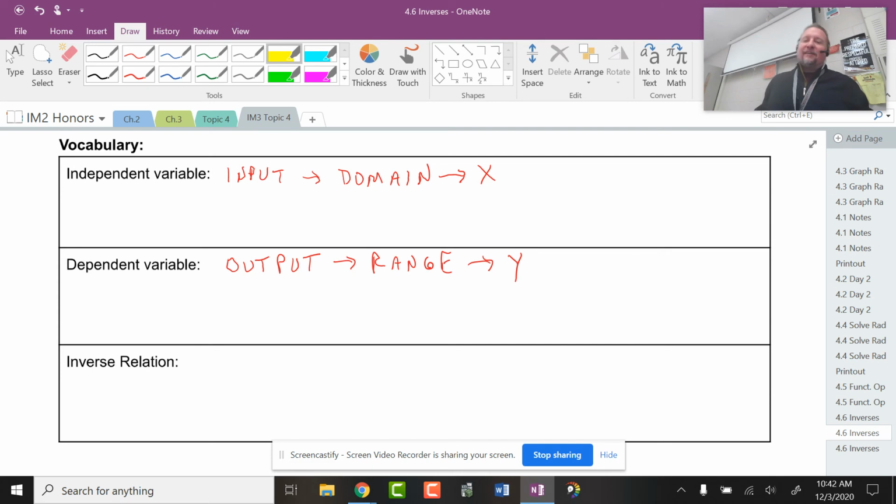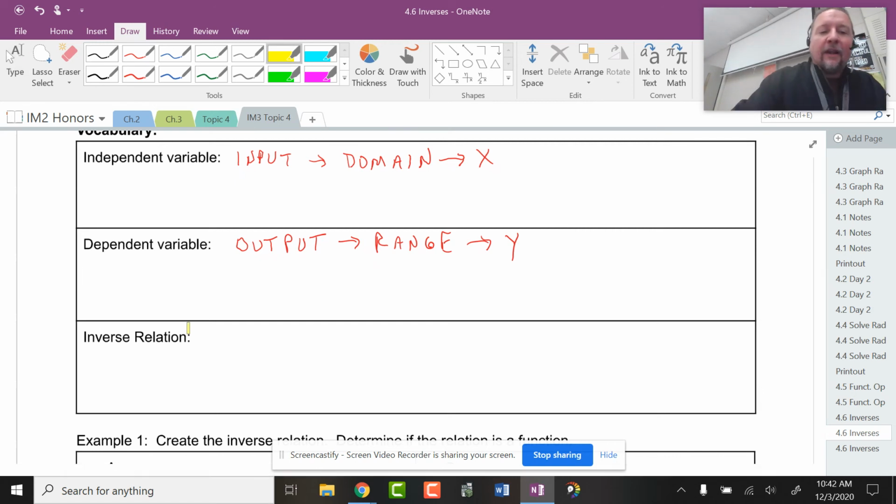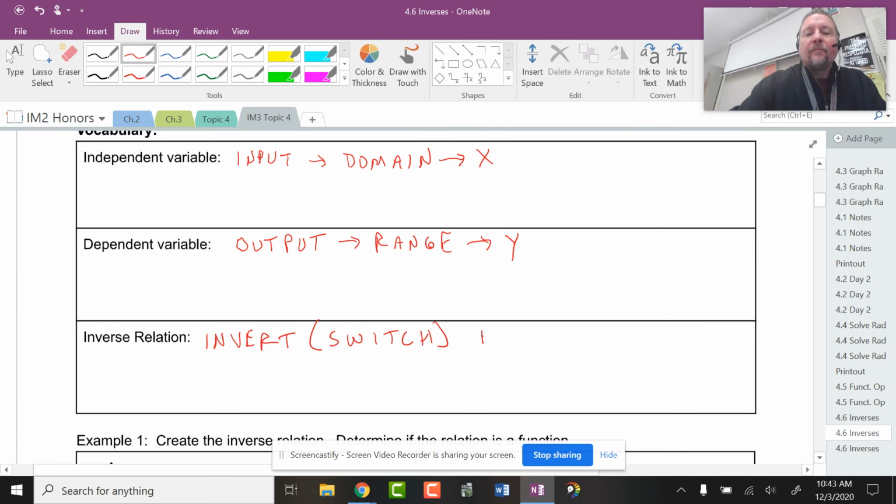Sorry. So there's a dependent, independent, input, output. The input is how many hours you work. The output is how much money you make. So when I have an inverse relationship, we invert or switch the input outputs.